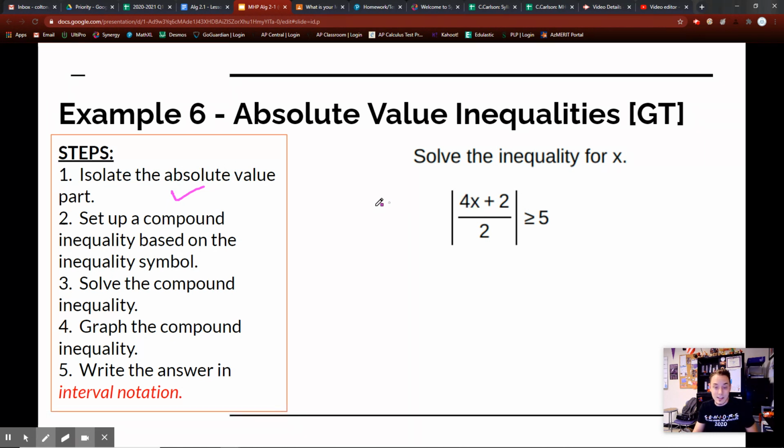Second, I need to set it up depending on the inequality symbol. Well, the inequality symbol is greater than, so that means I'm going to do the first equation exactly how I see it, literally the exact same thing. Nothing's changing except for the fact that it doesn't have an absolute value on there.